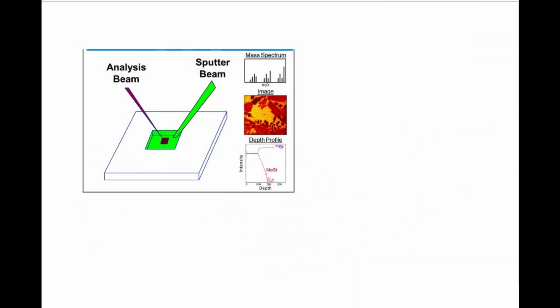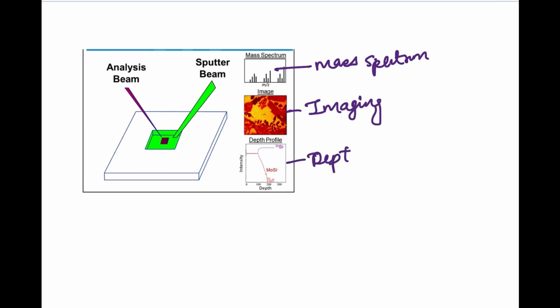To summarize, time-of-flight secondary ion mass spectrometry is probably the most sensitive analytical method for solid materials. We can get not only the mass spectra but also do 3D mapping and get depth resolution.